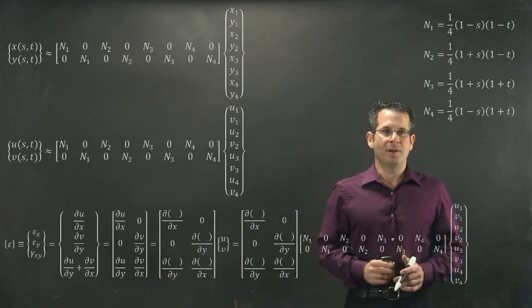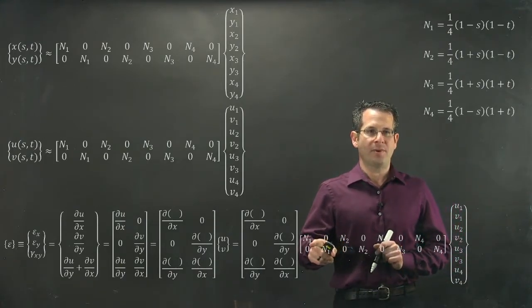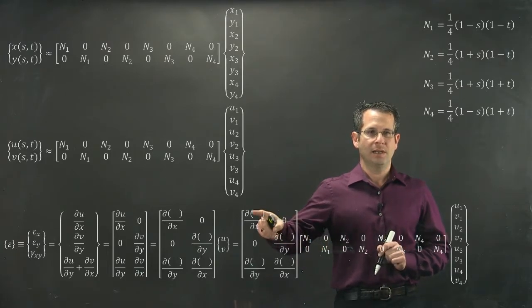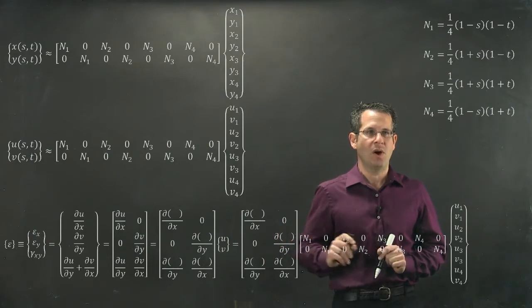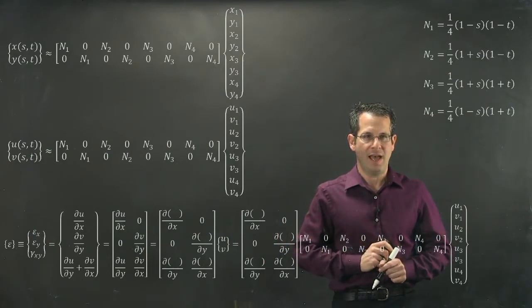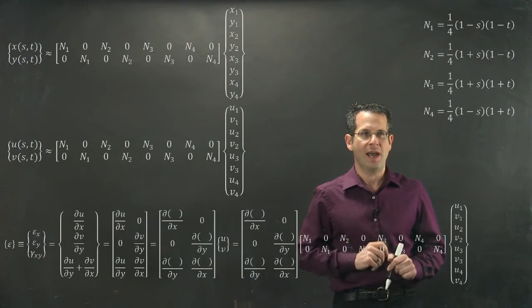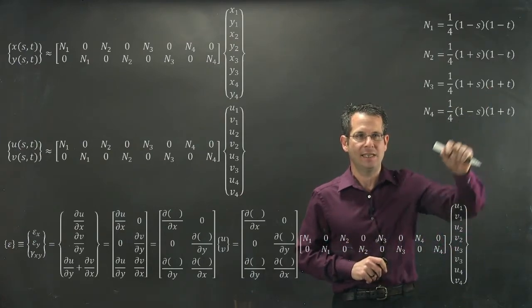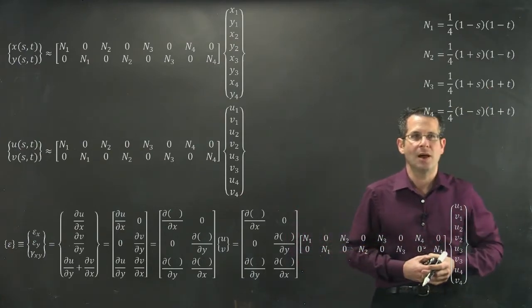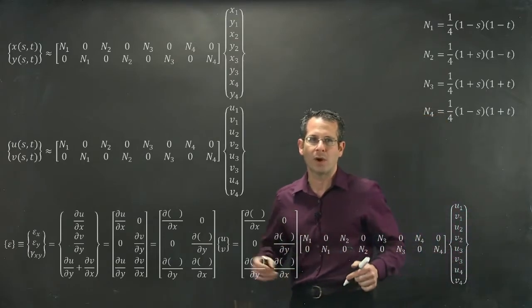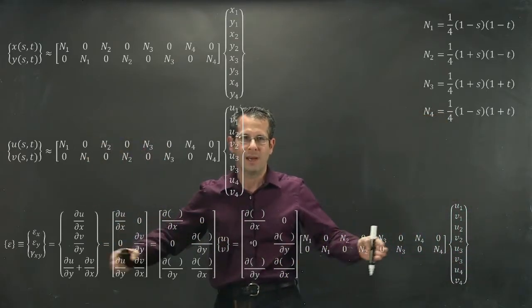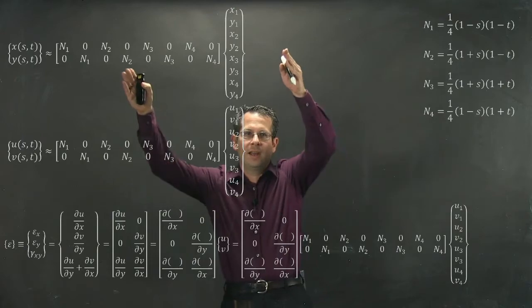I have a problem: I want to operate, for example, dN1/dx, but N1 is not a function of x, it's not a function of y, it's a function of s and t. I'm going to clear up and explain how we're going to do that, but I need some more room on the board. So I'm going to clean up the board a little bit and take this final result and move it up here.